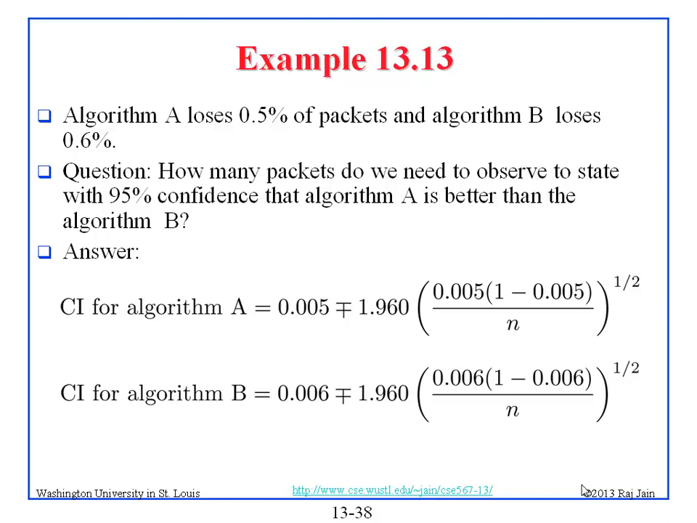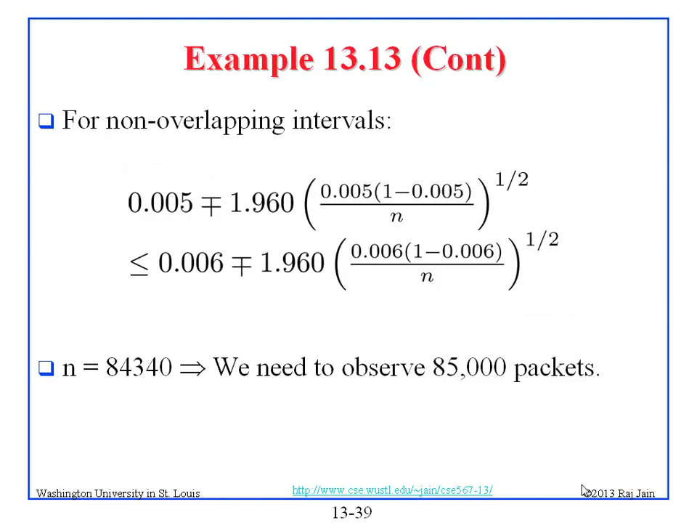So the confidence interval for A is 0.005 minus plus Z 1.96, which is 0.975 because of 95%, square root of P times 1 minus P divided by N, and the confidence interval for B is similarly 0.006 and all that. And we want to make sure that the two confidence intervals don't overlap, right? So the upper limit of this should be less than the lower limit of that. So 0.005 plus this thing should be less than 0.006 minus this thing. And if you do that, you will get N equal to 84,000 or 85,000.